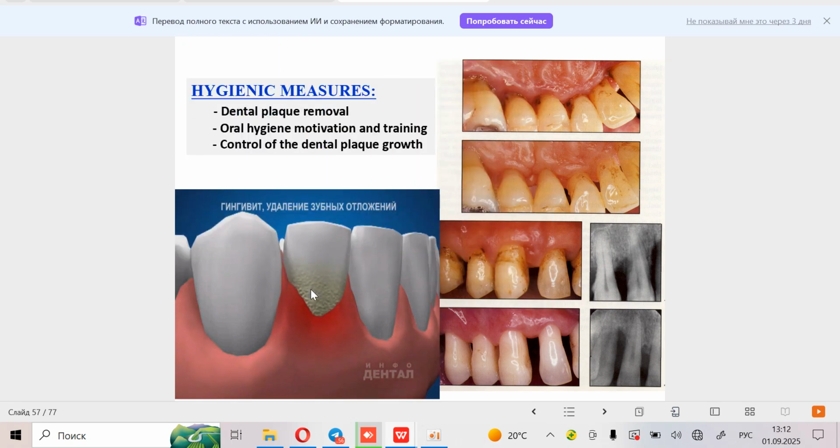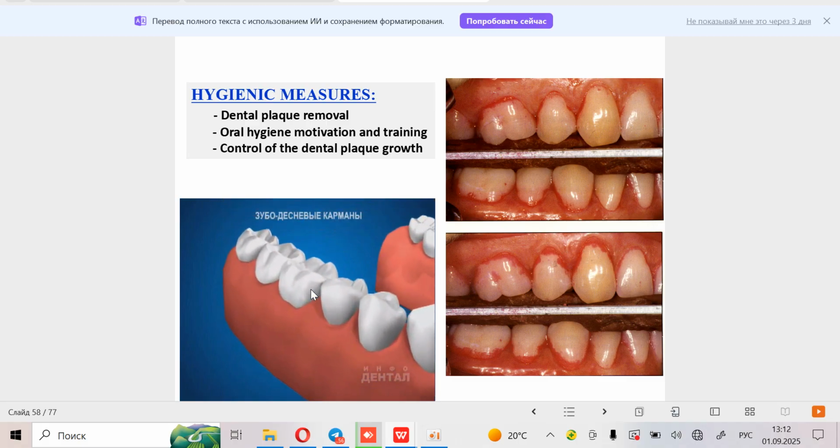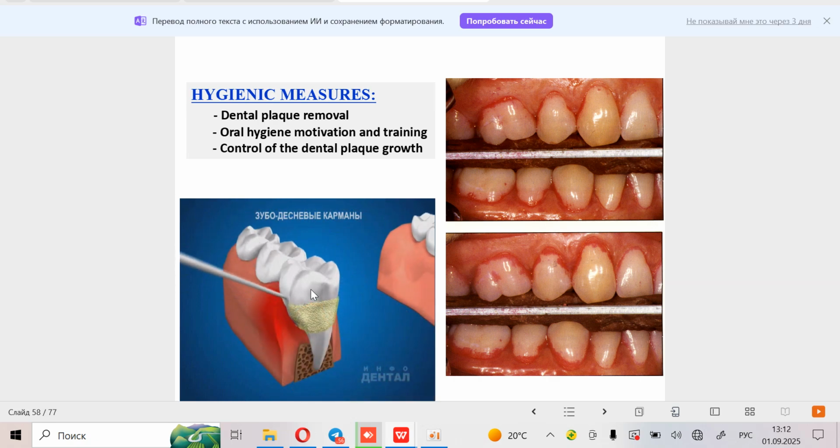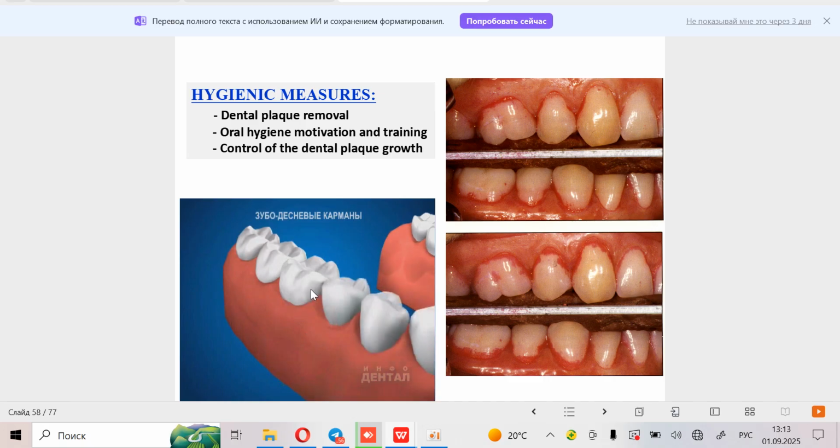Now you can see three procedures that are very important in the periodontal tissue: hygiene measures, dental plaque removal, oral hygiene motivation and training, and control of dental plaque growth. If the patient has poor oral hygiene, it is very necessary to carry out hygiene measures and motivation. The three hygiene measures are dental plaque removal, oral hygiene motivation and training, and control of dental plaque growth.